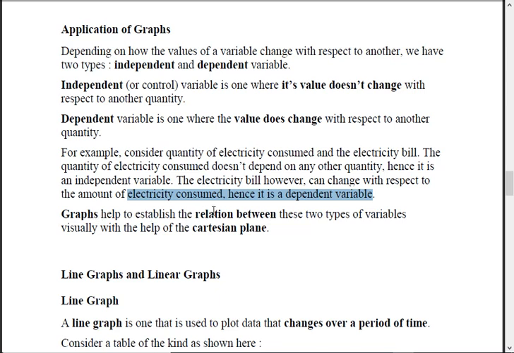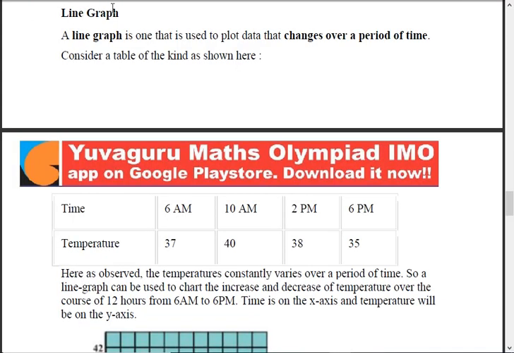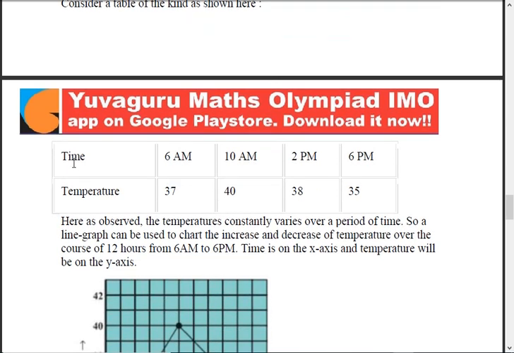Graphs also establish a relationship between two types of variables with the help of the Cartesian plane. Now what is Cartesian? This Cartesian plane means this normal R plane, x axis, y axis. Now, the line graph. A line graph is used to plot data that changes over a period of time. Now see the table below.